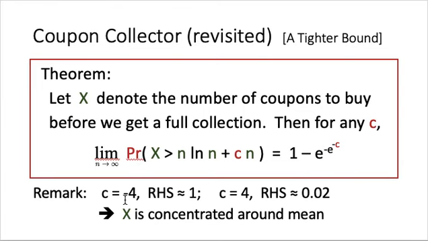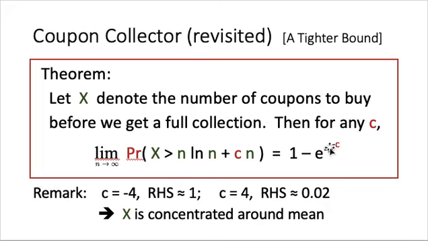When c is equal to minus 4, the right-hand side term here is roughly equal to 1. The reason is that c is equal to minus 4, so minus c is equal to 4. So this is minus e to the power 4. It's like minus 3 to the power 4, which is like minus 81. So e to the power minus 81 is going to be super small, close to 0. So 1 minus 0 is equal to 1, so we get something close to 1.